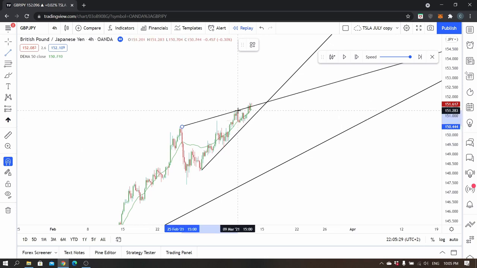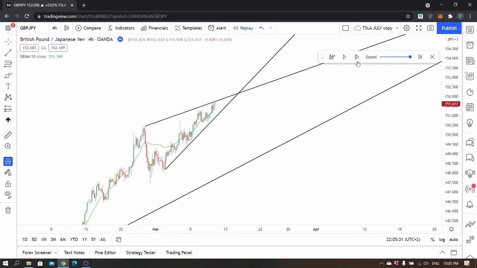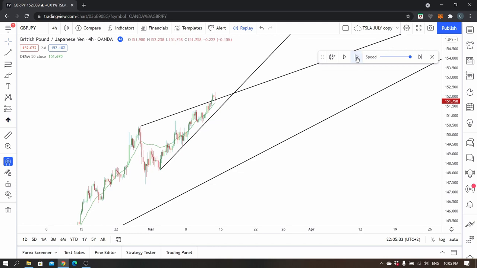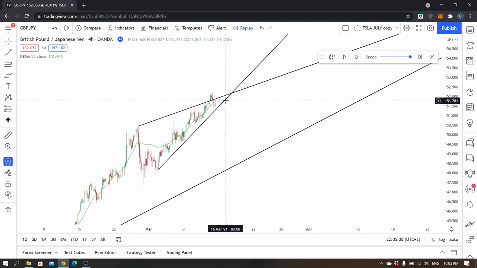But if you have any questions about this secret way of using it, here you can also see it, a little bit of drawdown. It would have been a good trade. The secret of the third touch of trendlines.